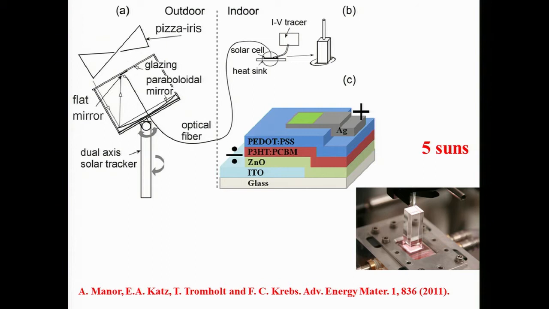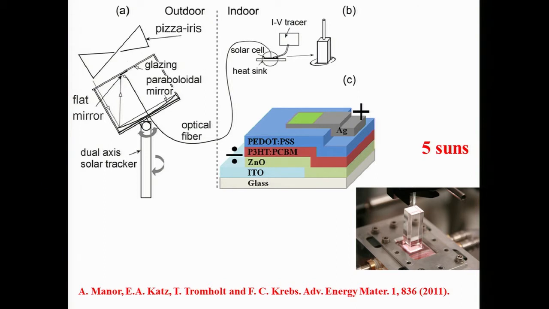We have an iris which can control the indoor light from 0 to 1 sun. The parabolic mirror concentrates light on a flat mirror which redirects light to a fiber which goes indoors. If you want uniform illumination of the cell, we put in a quartz kaleidoscope. For a 1 millimeter fiber, we can achieve 10,000 suns at the exit.